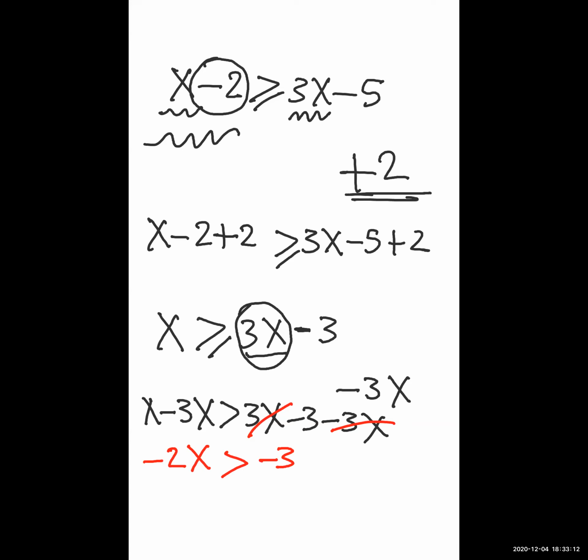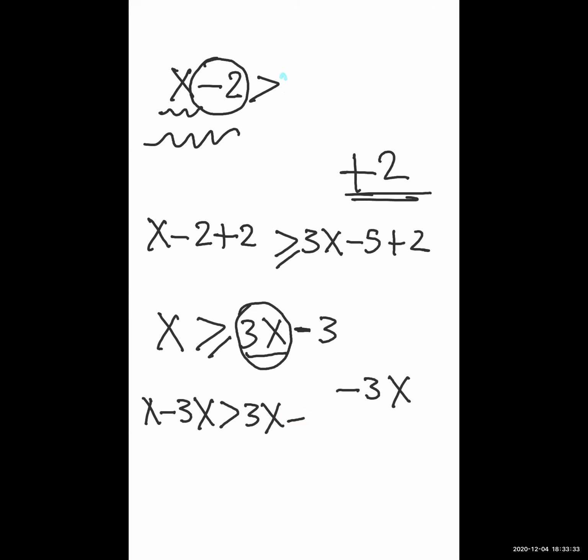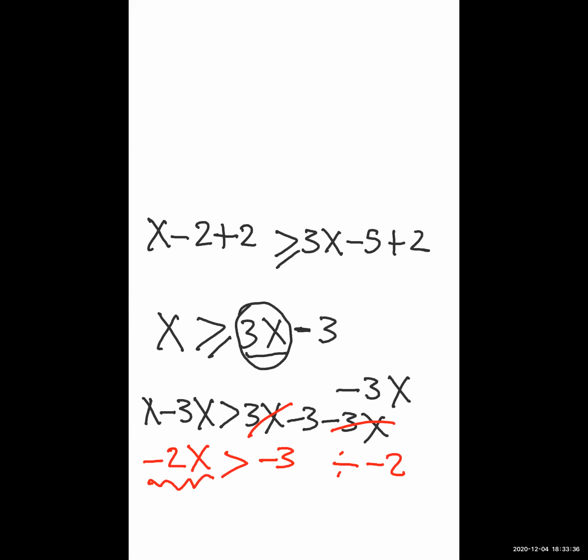Guys, be quiet. Are we clear, guys, till now? Yes. Great. So now this is negative 2x. I want to get x, so divide by negative 2. Don't forget, guys, if I divide by a negative number, I have to change the symbol. So divide by negative 2. This means x was greater than, so now less than negative 3 divided by negative 2, which means 3 over 2.